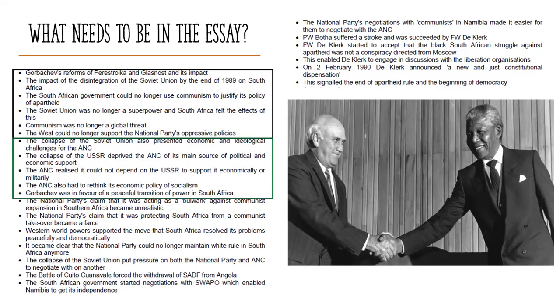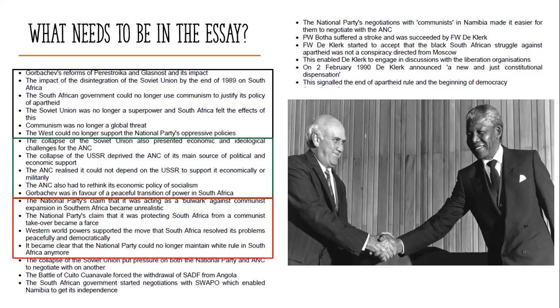and the ANC had to rethink its economic policy of socialism, because now they don't have this big brother standing in their corner anymore. They have to do things on their own, and therefore they slowly start to move towards capitalist ideas. And Gorbachev himself was in favor of a peaceful transition of power. So instead of this fight between the ANC and the NP, they negotiate, they come together. So there's that pressure from these superpowers.